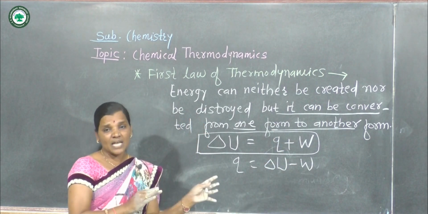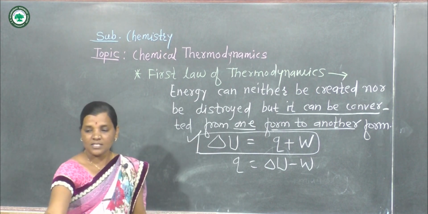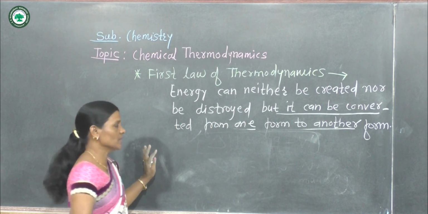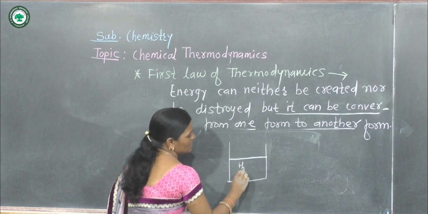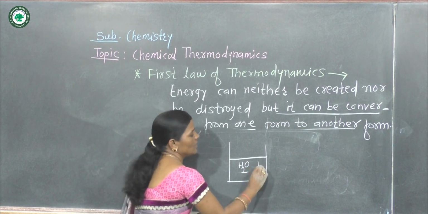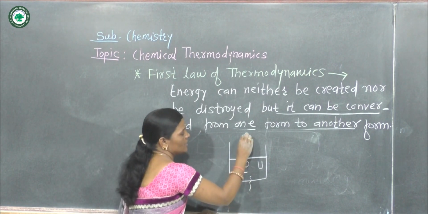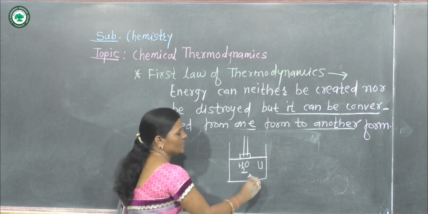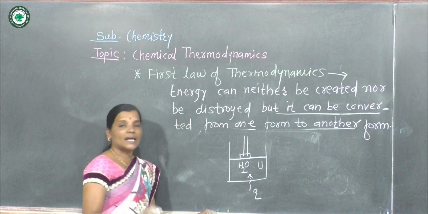Now how this happens, and why this expression is correct, we'll see by one simple experiment. For example, consider a container. In this container, suppose water is taken. This water has its own internal energy. Now suppose heat is supplied. A piston is placed over the surface of the water. Now some heat, that is Q, is given to the system.